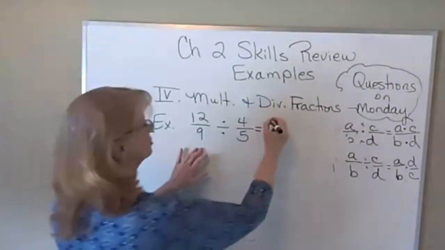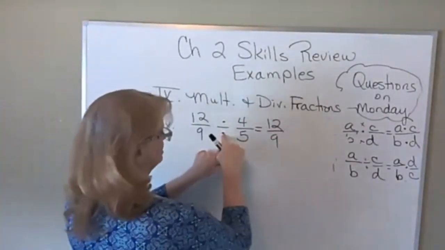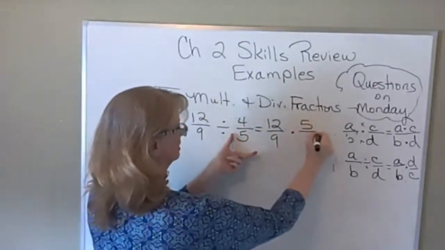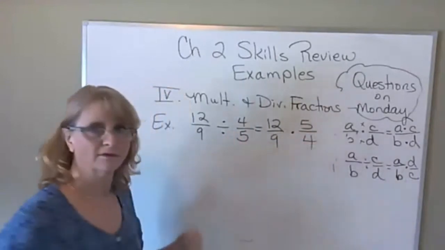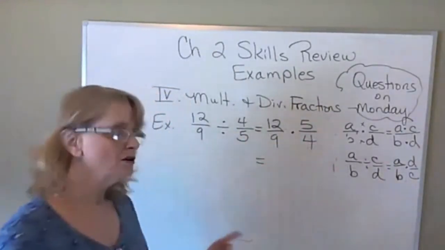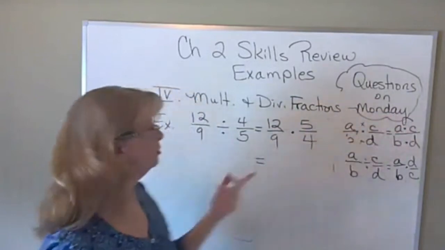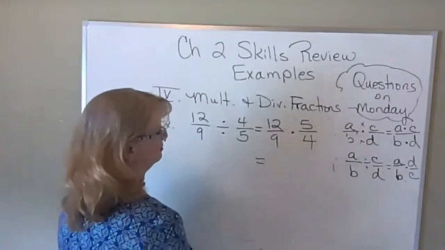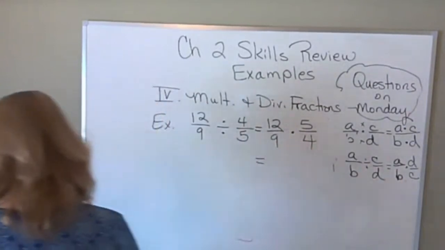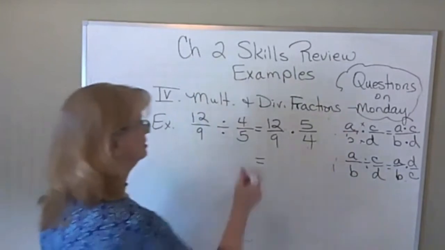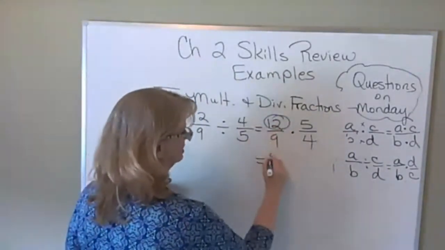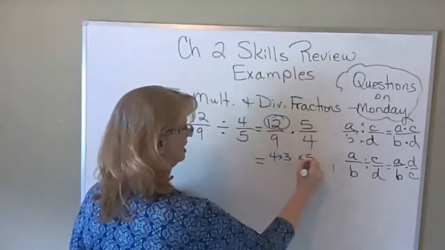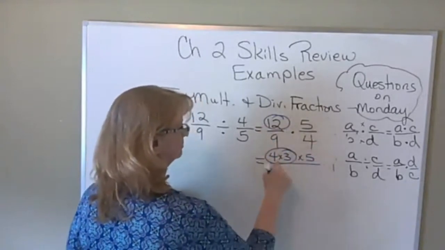that becomes 12 over 9. The division changes to times, and you flip the second one. Now from there, you can either multiply across, or you can do the method that I just showed you. Now I notice that 12 divides by 4, so I might want to rewrite that 12. I might rewrite that 12 as 4 times 3. And then I have times 5.